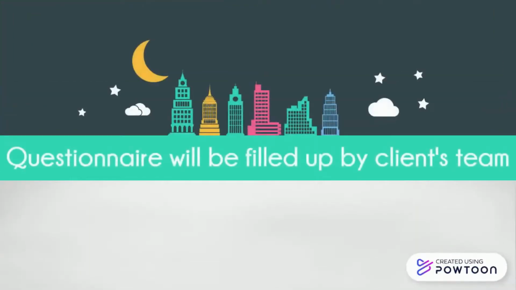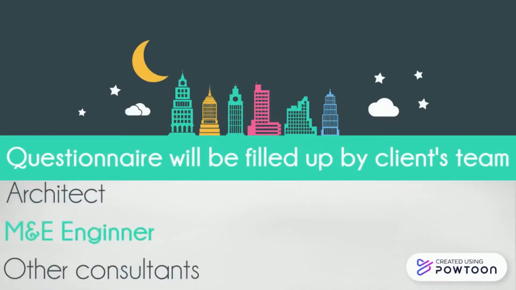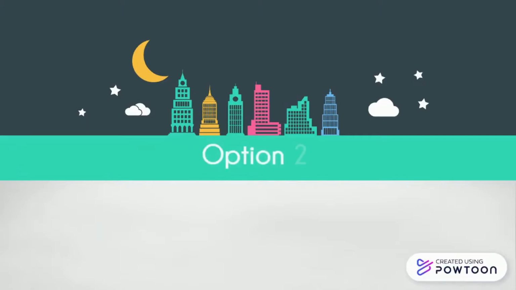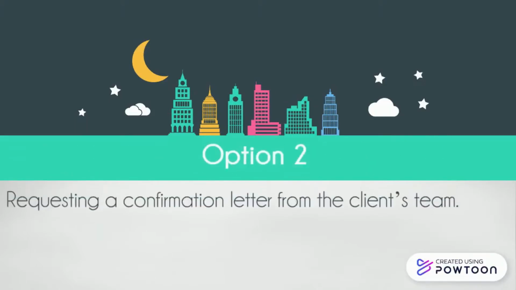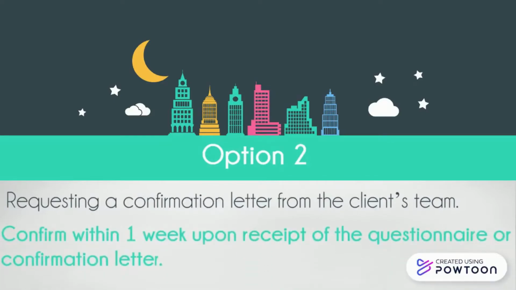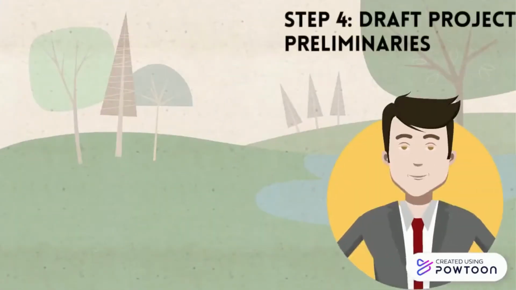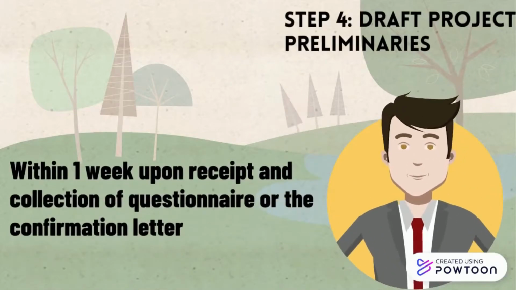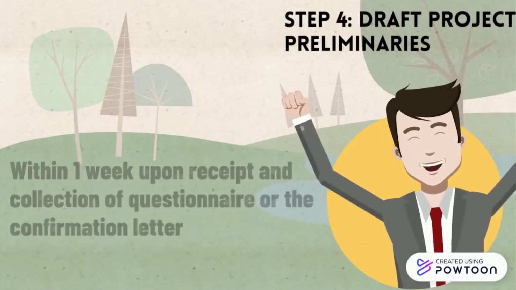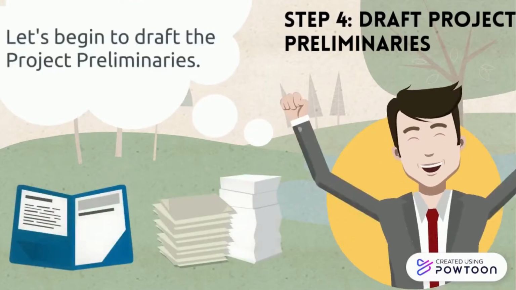Usually, the questionnaire will be filled up by the client's team such as architect, M&E engineers or other consultants. Besides questionnaire, an easier option will be requesting a confirmation letter from the client's team through email or post. It is suggested that the client shall confirm within 1 week upon receipt of the questionnaire or confirmation letter. Step 4. Draft project preliminaries.